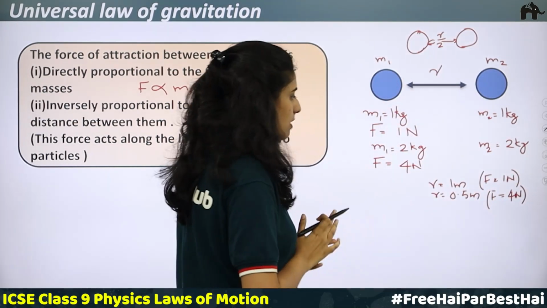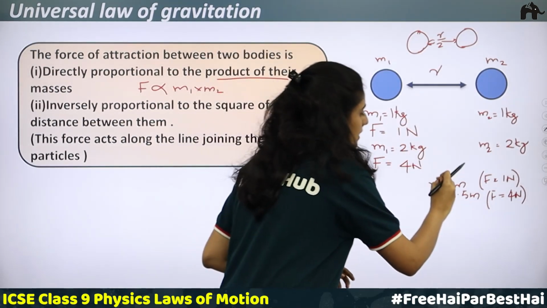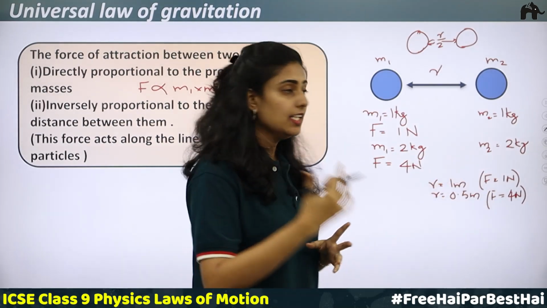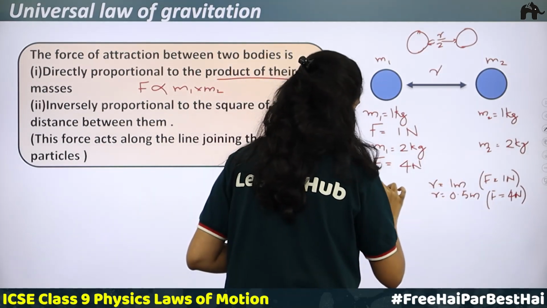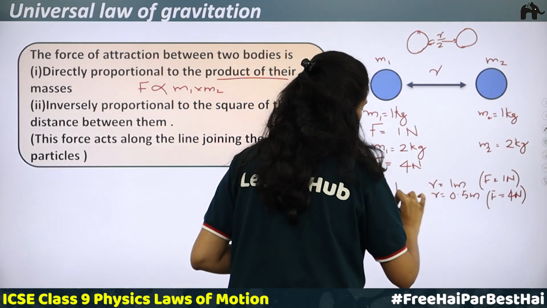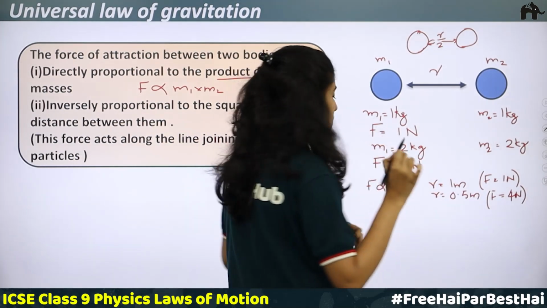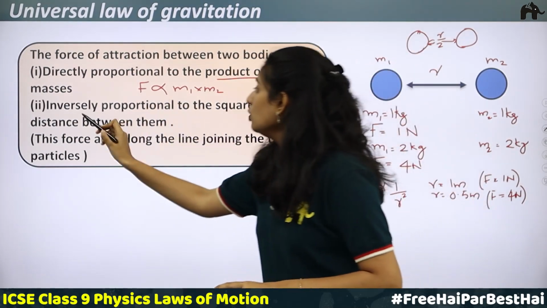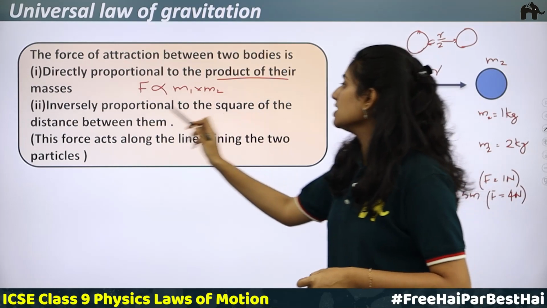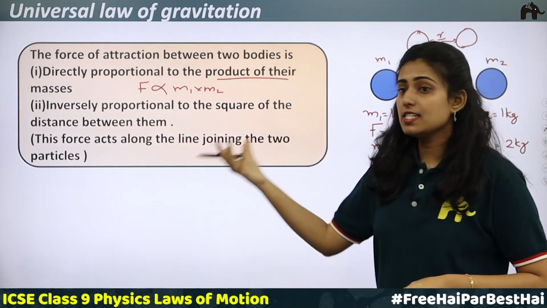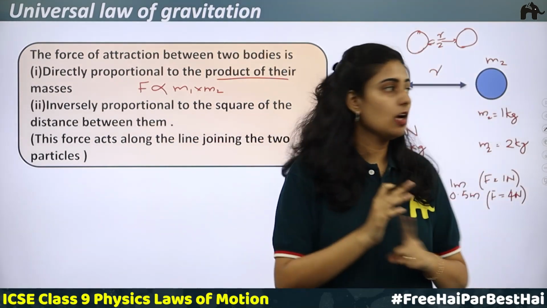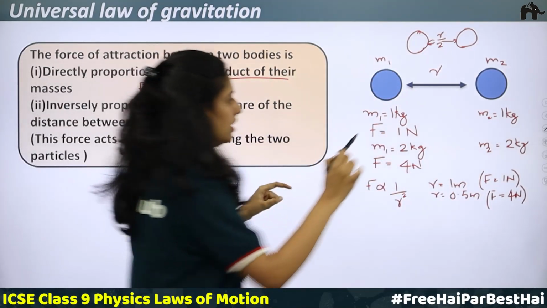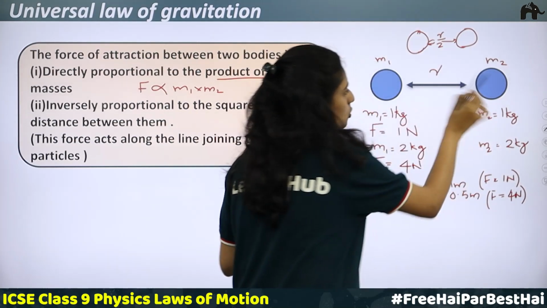Here what has happened? When the distance of separation decreases, the gravitational force of attraction is increasing, which means F is inversely proportional to the distance of separation, not just the distance of separation, but the square of the distance of separation. So the second statement: the gravitational force of attraction is inversely proportional to the square of the distance between them. One more thing, this force acts along the line joining the two particles. So here you have the line that is joining the two particles.